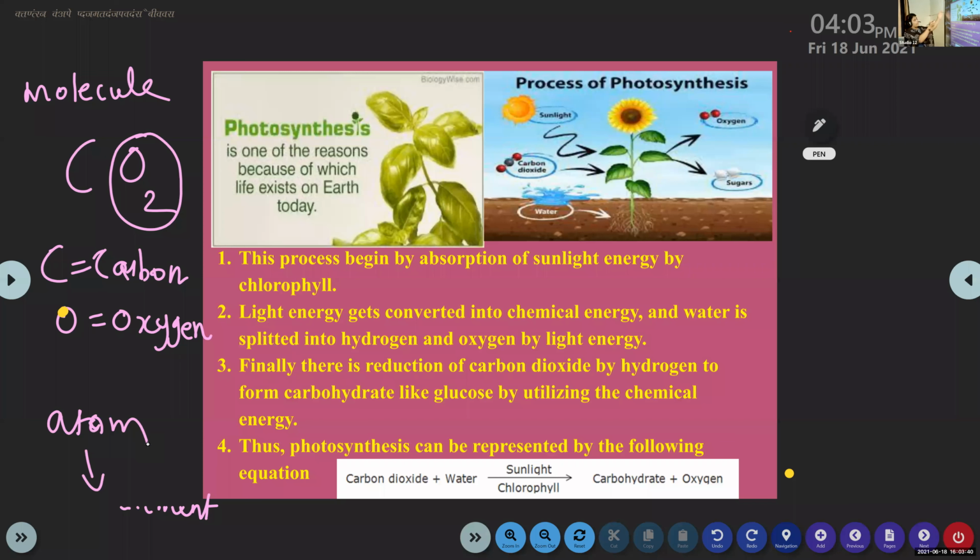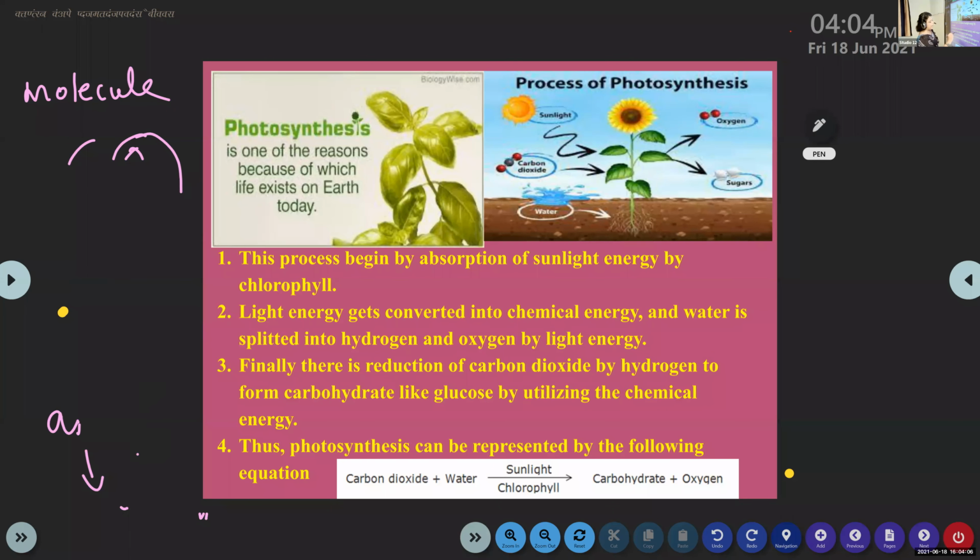Okay. So carbon dioxide is made up of one carbon atom and two oxygen atoms. Molecule means when atoms of the same element join. So CO2 also is a molecule. O2 is an oxygen molecule. CO2 is also a molecule, a mix of carbon and oxygen. Okay. Similarly, here I told you, when photosynthesis is taking place, water is split into hydrogen and oxygen.